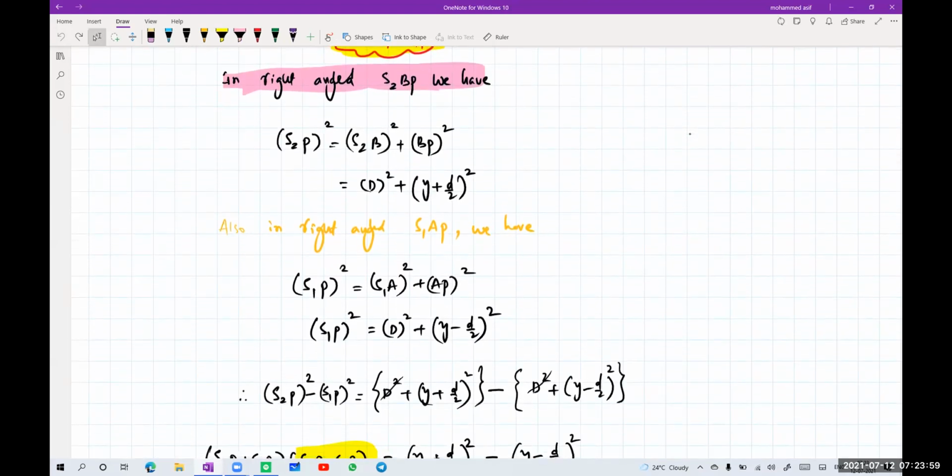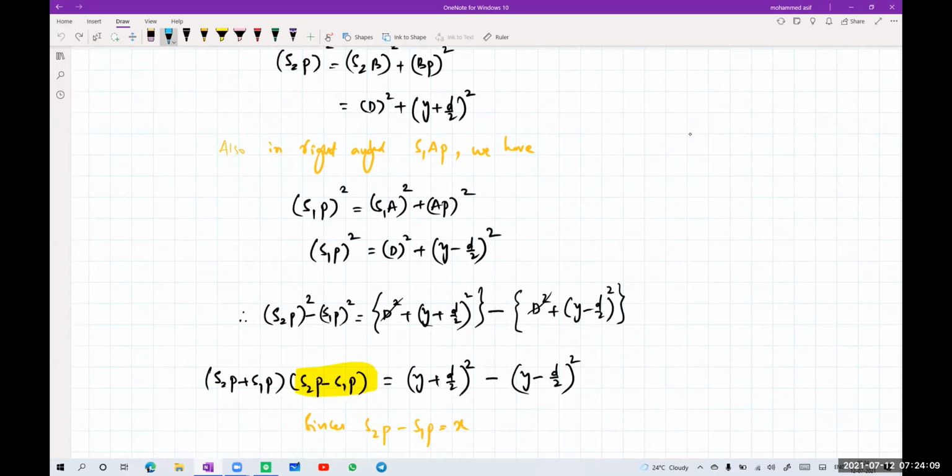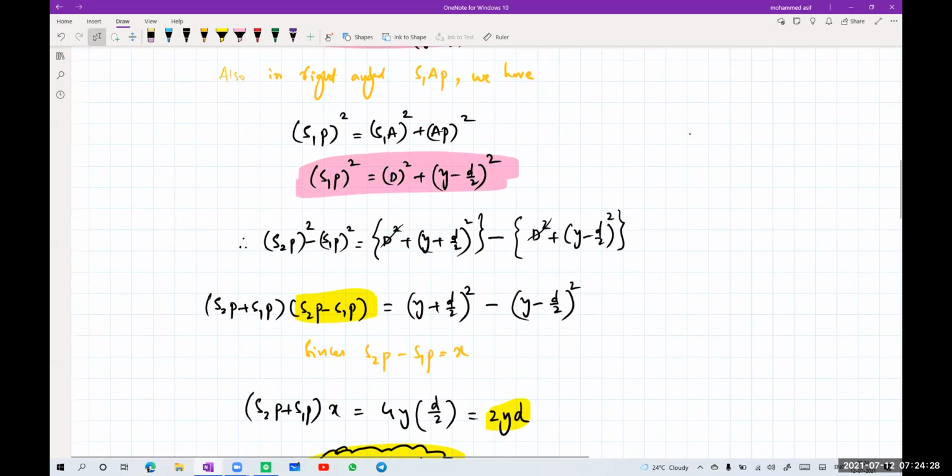S1P whole square is equal to S1A whole square plus AP whole square. So S1P whole square is equal to S1 to A, which is capital D, and A to P, which is Y minus d by 2, whole square. So S2P whole square minus S1P square is equal to how much? You know the value right now. I got the value of S1P whole square and S2P whole square. So now just do the subtraction of S2P whole square minus S1P whole square.